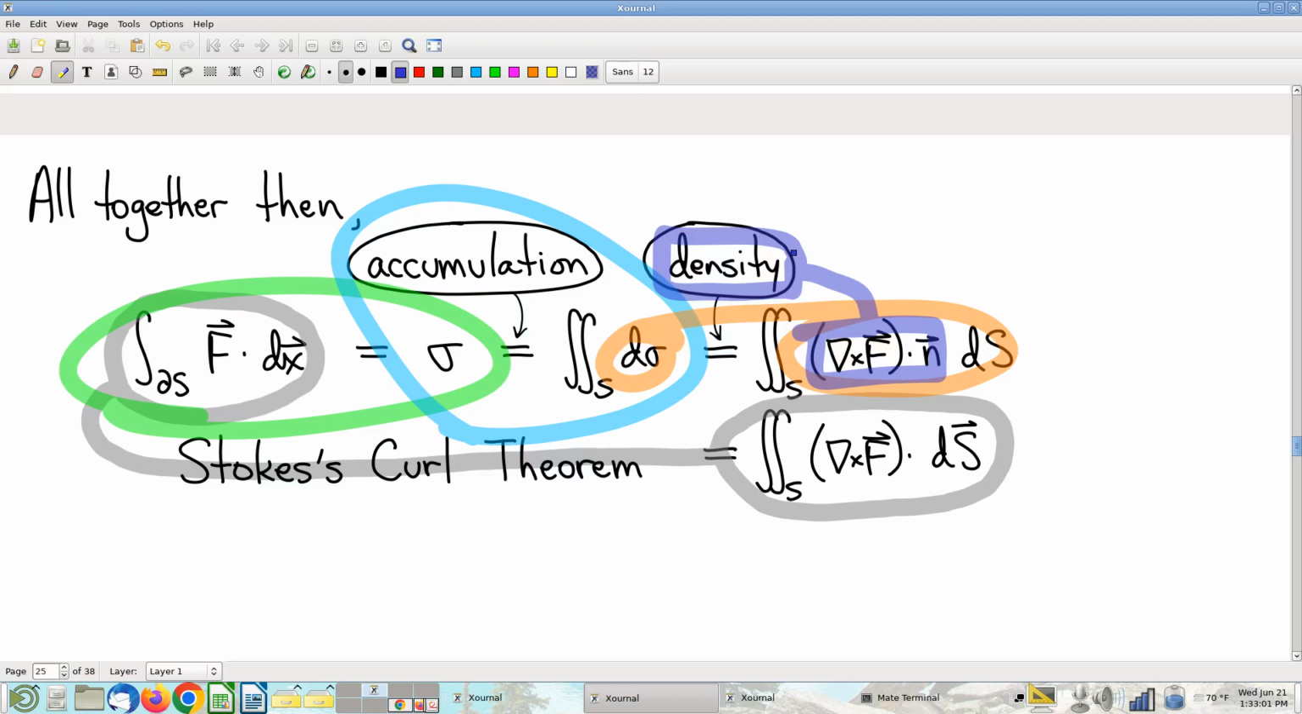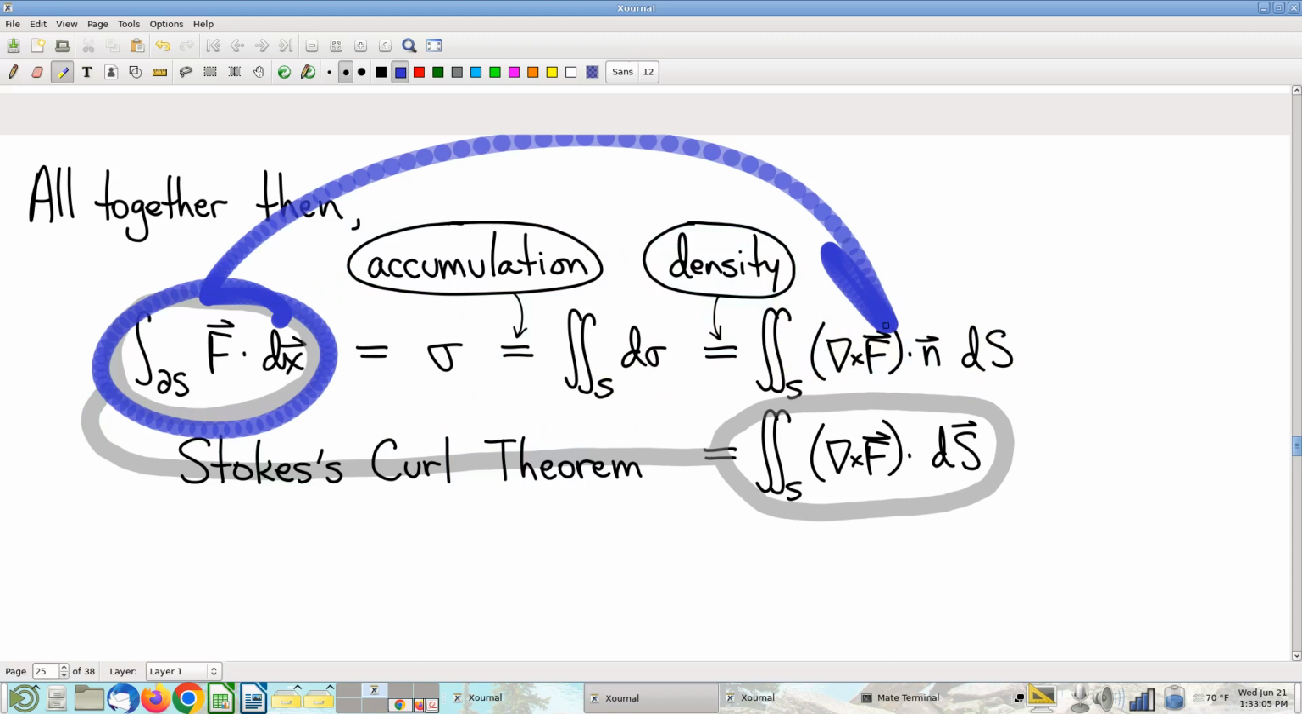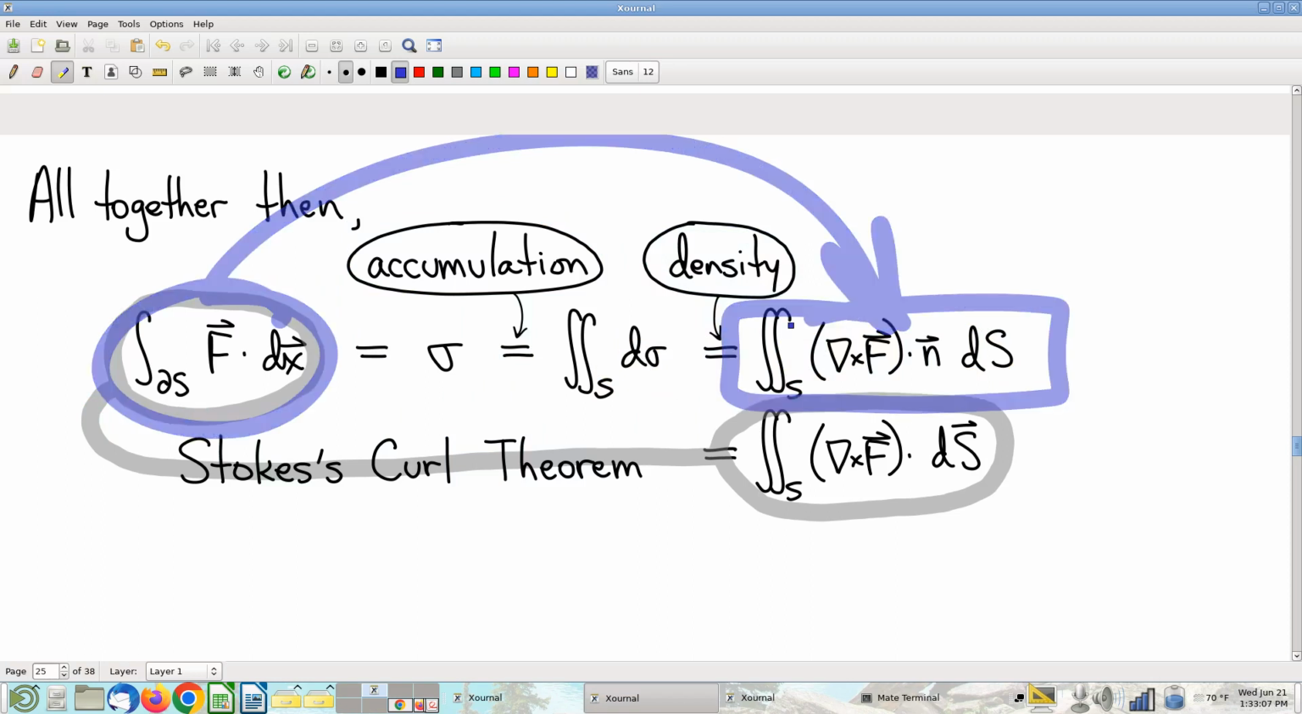So altogether then, we have ourselves a theorem. This line integral can be computed with that surface integral. And that's Stokes's curl theorem. Which, by the way, we could rewrite as usual. I mean, look at this, how convenient. That little combination, little n times dS scalar, that's exactly the pairing that we've previously called the dS vector. And I like this dS vector notation, a little bit more elegant, a little bit more compact.